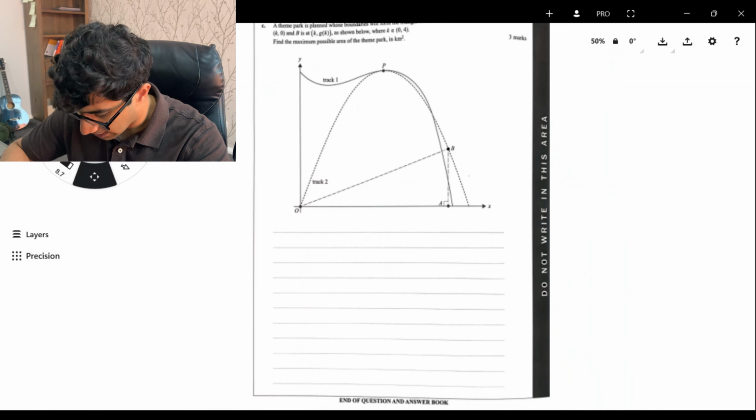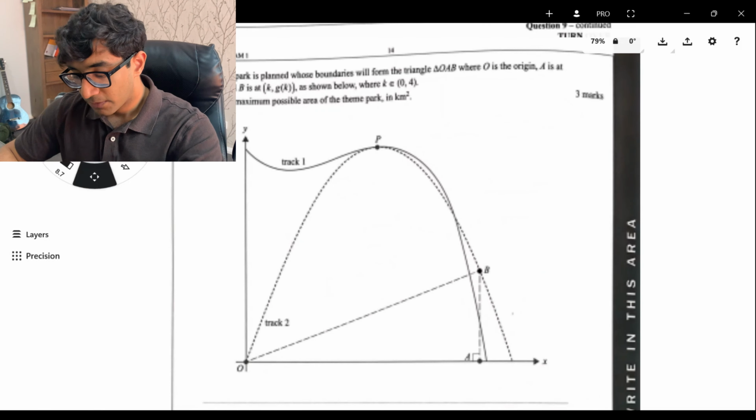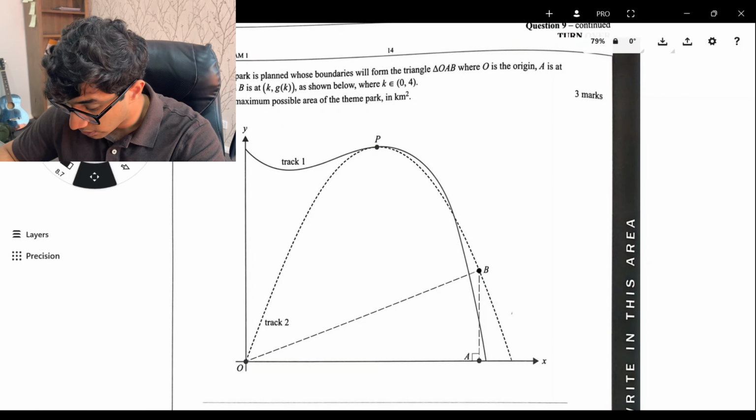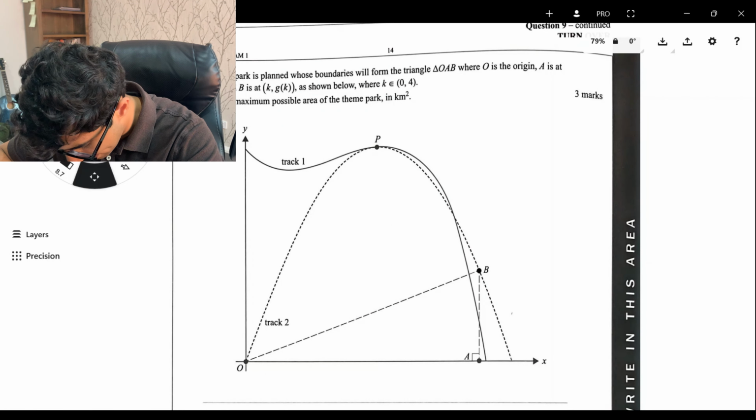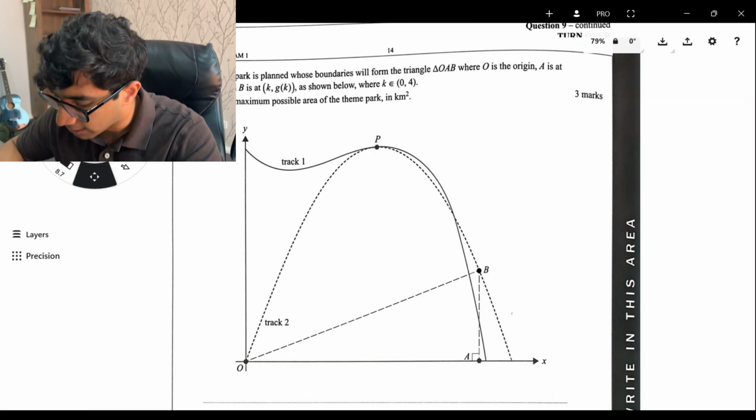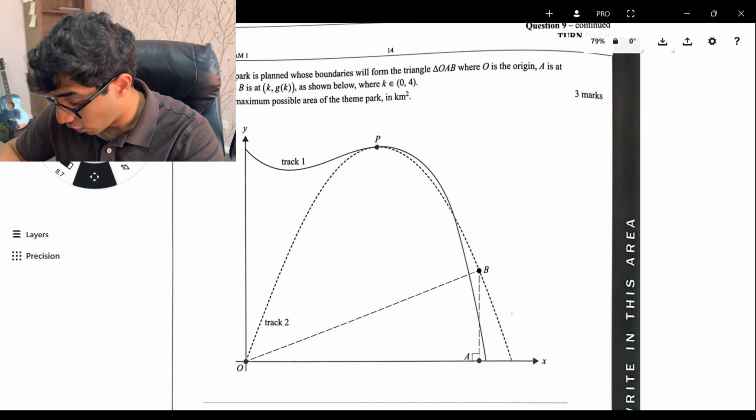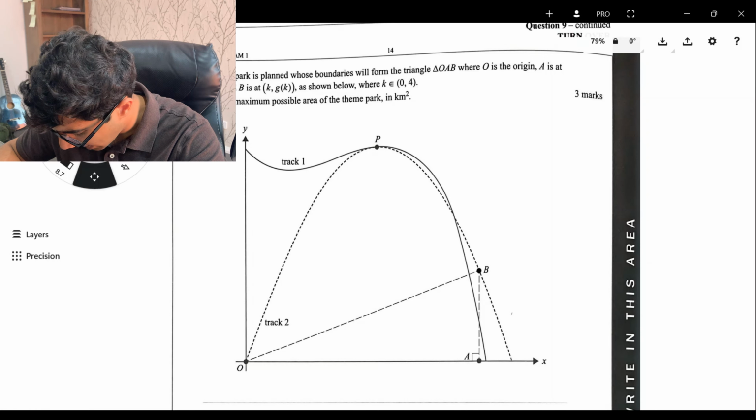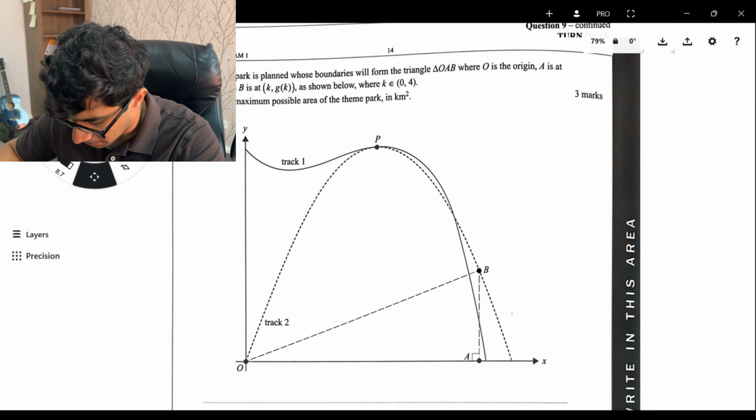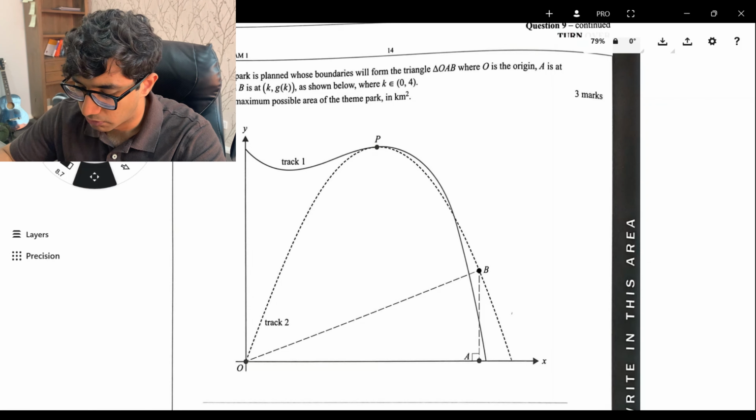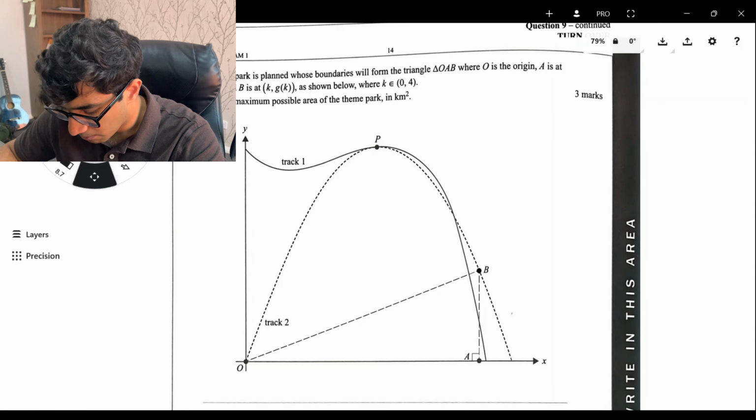Okay, part C. This is the very last question. A theme park is planned whose boundaries will form the triangle OAB, where O is the origin, A is at (k, 0), and B is at (k, g of k), as shown below. And there is a restriction for k. Find the maximum possible area of the theme park in kilometers squared.